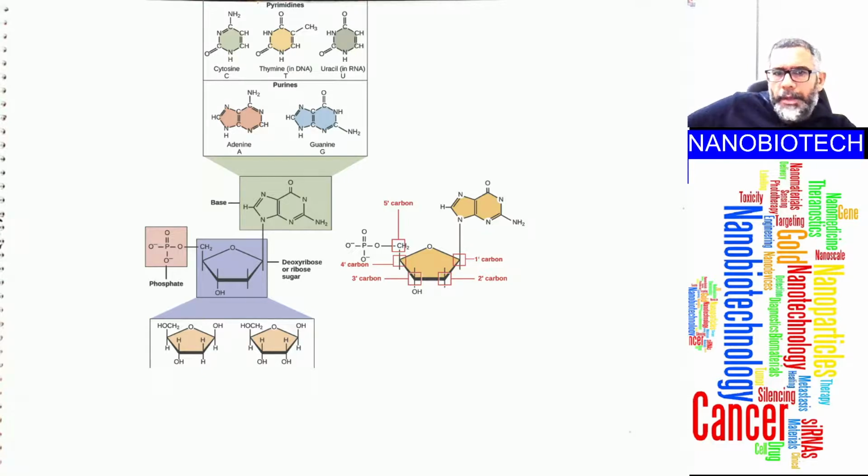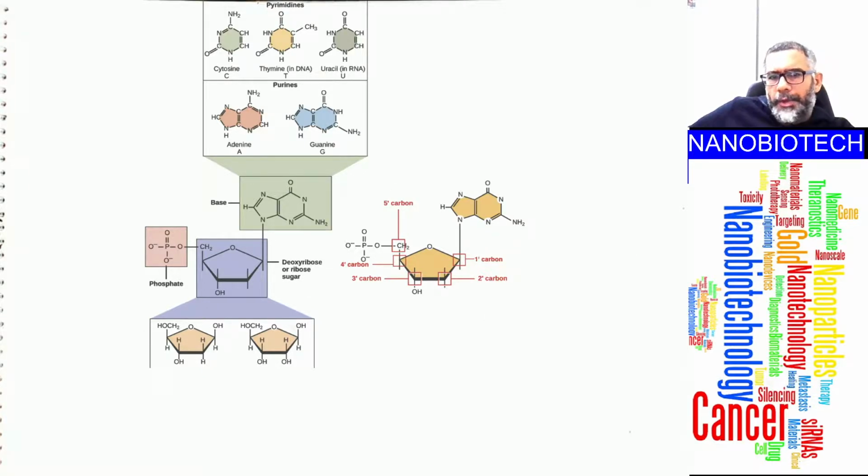These two are very similar in structure with just one difference that I just showed: the second carbon of ribose bears a hydroxyl group, while the equivalent carbon of deoxyribose has a hydrogen instead. The carbon atoms of a nucleotide sugar molecule are numbered 1', 2', 3', 4', and 5', as shown in this figure over here.